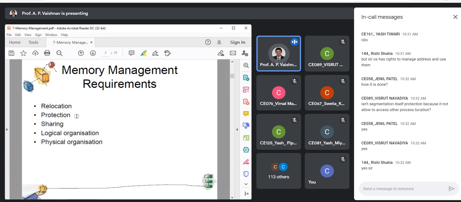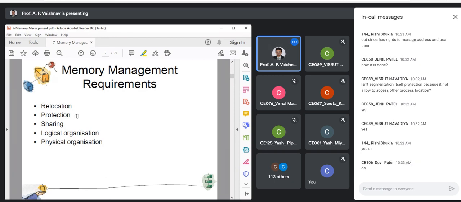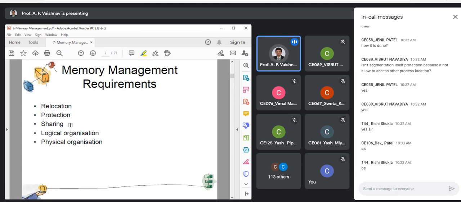What about relocation? Relocation will be managed by which entity? OS or hardware? Or combined again? Think about that. We will answer that later on. Okay. Next is sharing.